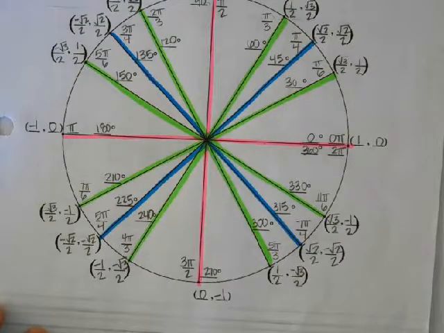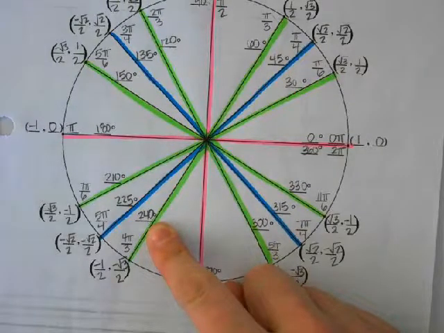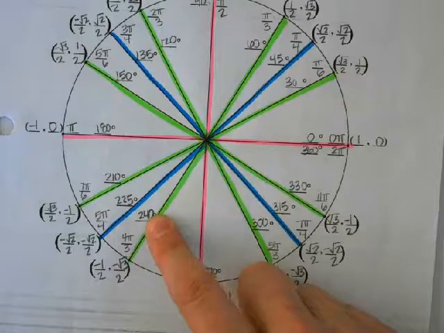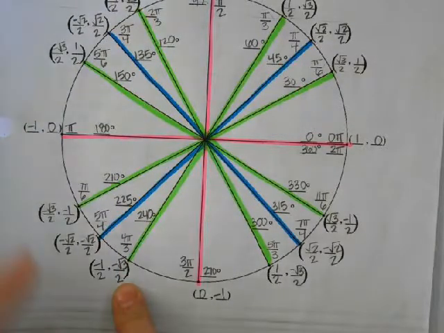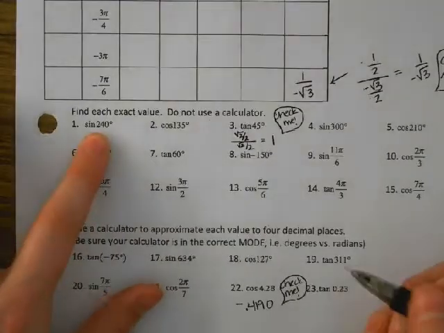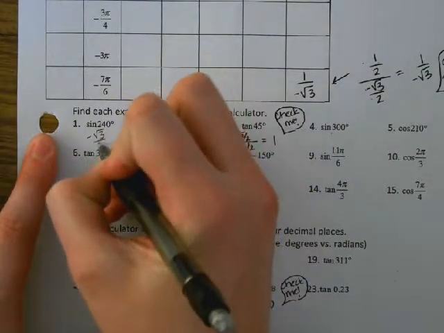What quadrant is 240 in? Yeah, it's in quadrant 3. So here's 240 right there. They want the sine value of 240. Is that the x-coordinate or the y-coordinate? For sine, it's the y-coordinate. So what should my answer be? It should be negative root 3 over 2. So for sine of 240, we're going to write negative root 3 over 2.